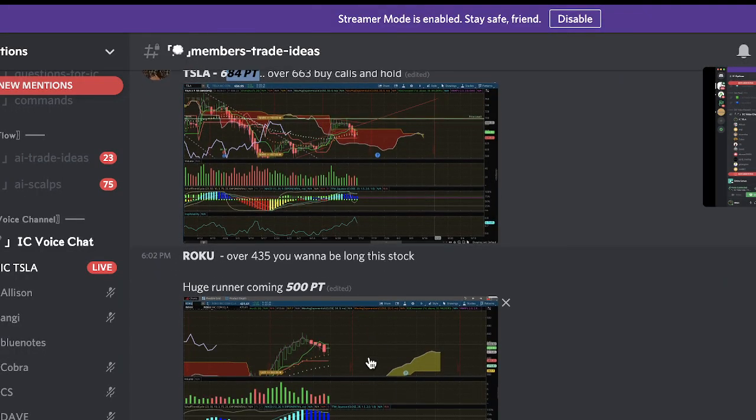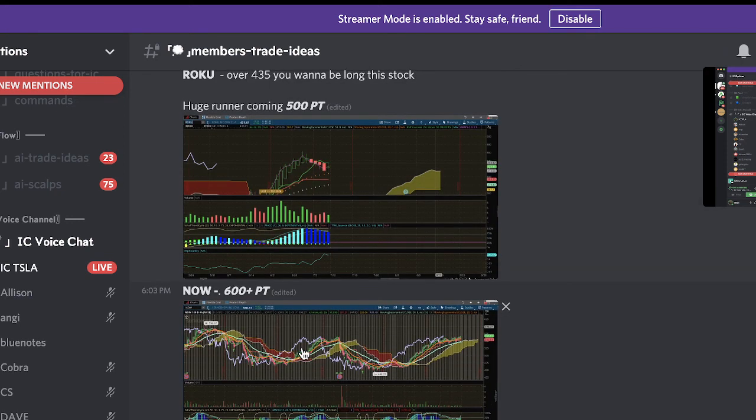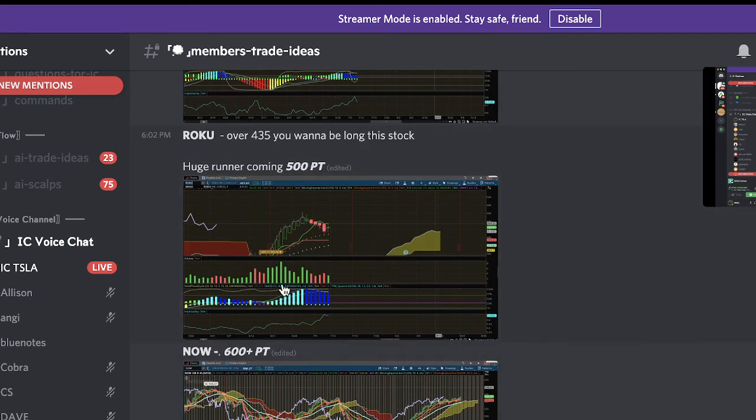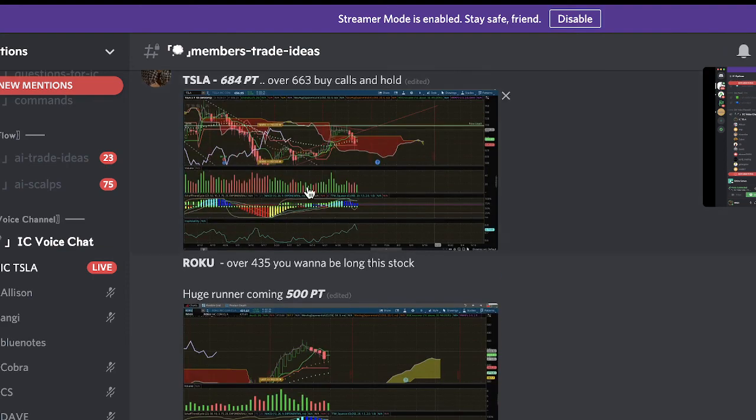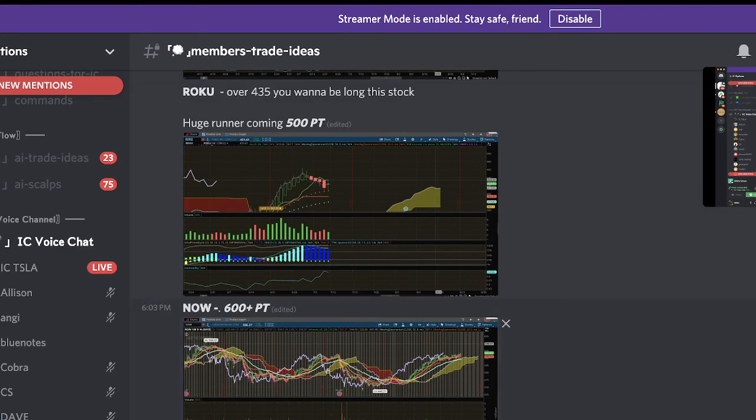Had a nice move up. ROKU had a little hard time. I still believe 500 is the price target. Now also struggled. I think there's a lot of eyes on ROKU now, and obviously there's a lot of eyes on Tesla, but there's a lot of flow in Tesla. It was hard to miss.